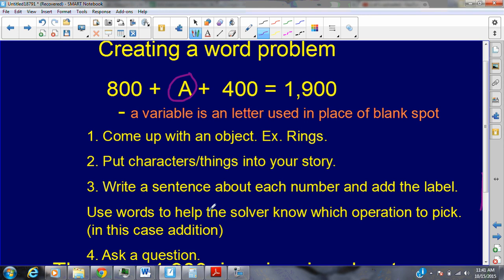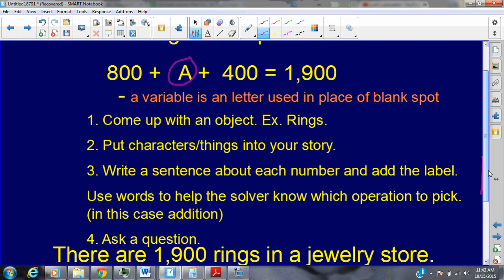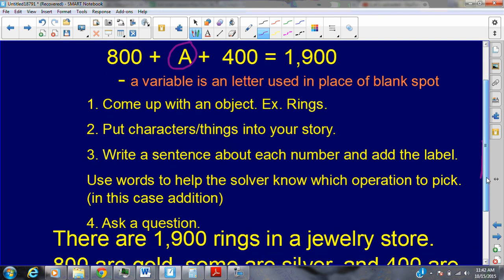And then you're going to use words to help the problem solver, who's solving your problem, know which operation to pick. In this case, we see that it's addition, but we want them to use subtraction in order to figure out the missing part of it. You could use addition if you just use this variable spot as a blank spot and add it all together to add up to 1,900. But we're looking for our reader to use either way. You want to lead them to figure that out either way. And then you want to ask a question.